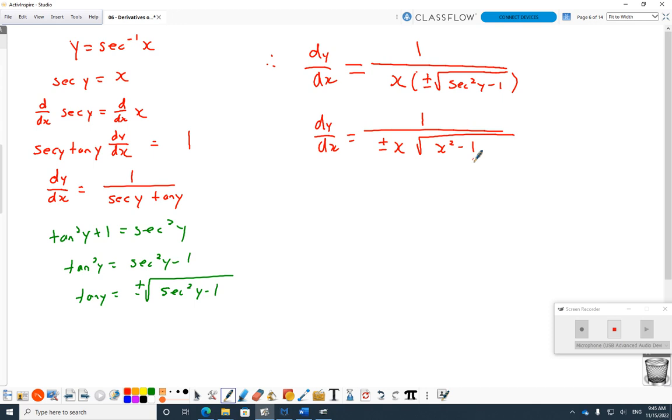And again, this plus or minus rears its head. You're like, is it really plus or minus? Are we really stuck with plus or minus in a derivative? And the answer is, well, you could be. You actually could be. You could get in a situation where a derivative has plus or minus in it. But this doesn't happen. Let's go look back at our graph of secant inverse.